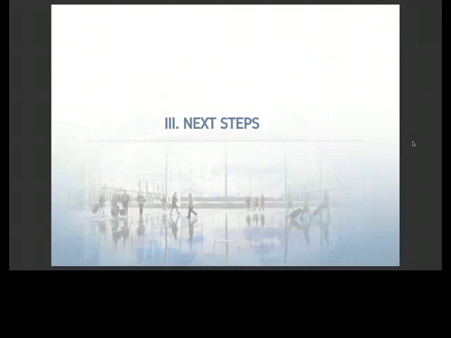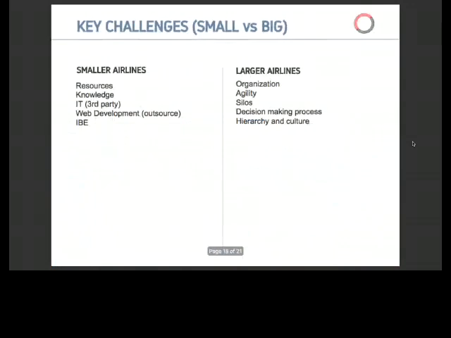So basically, I will try to conclude this talk with next steps. But before we go into the next steps, I would like to talk a little bit about what we found out are the key challenges of airlines when it comes to CRO. Again, we try to group it in two areas: one is for smaller and mid-sized airlines, and the other one is the larger airlines.